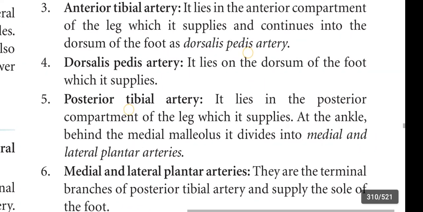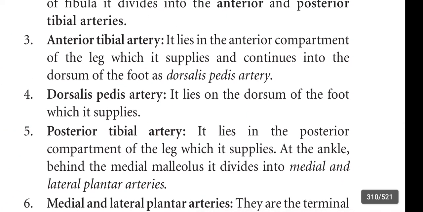Next, anterior tibial artery. It lies in the anterior compartment of the leg, which it supplies, and continues into the dorsum of the foot as the dorsalis pedis artery. It is a branch of the popliteal artery, and it continues into the dorsum of the foot as the dorsalis pedis artery.